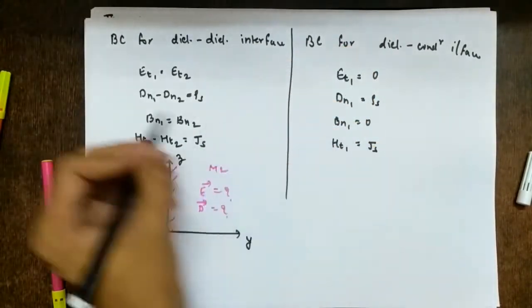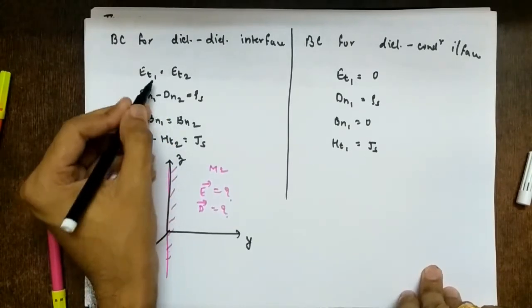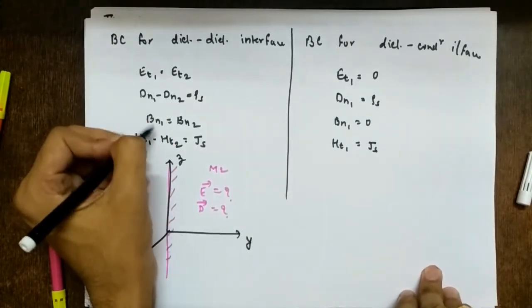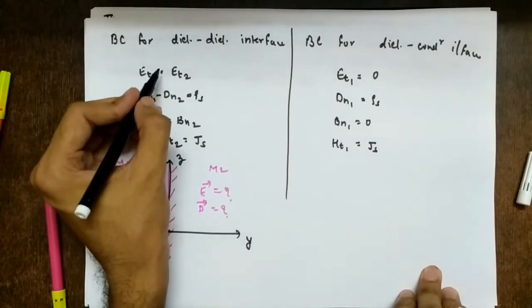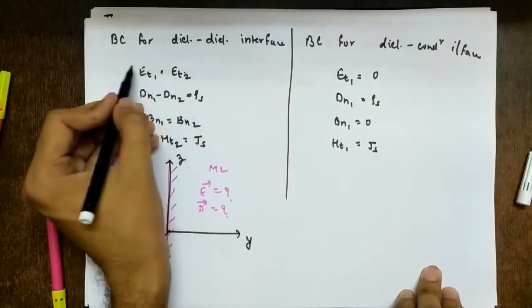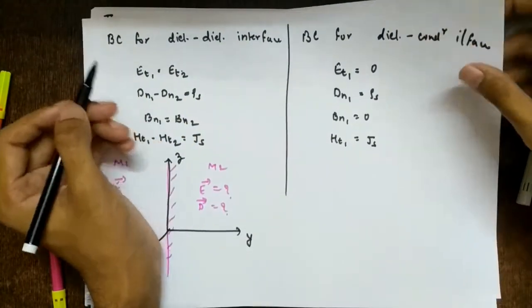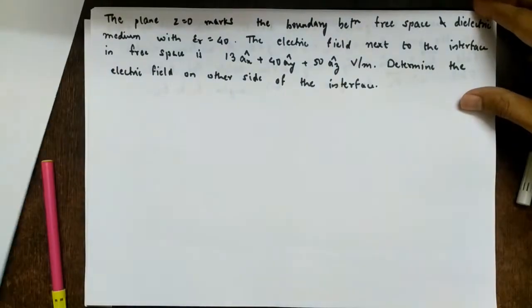Here all the fields will be continuous at the boundary, right? So what do we mean by continuous at the boundary? It is that the tangential components of the fields in both the mediums are equal. That's what we mean by continuous at the boundary. It is a technical term. So next let's start with the numericals.